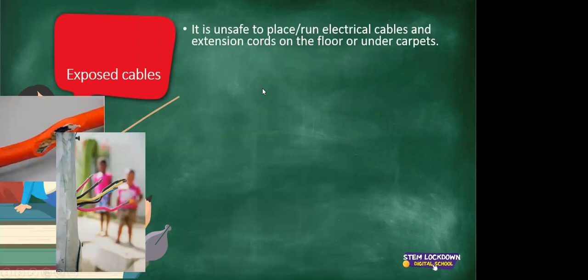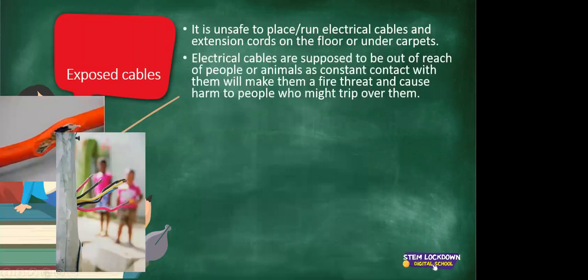Now with exposed cables, it is unsafe to place or run an electrical cable and extension cords on the floor or underneath the carpets. You can imagine having an extension cord underneath the carpet. That is very, very unsafe. Electrical cables are supposed to be out of reach of people or animals, as constant contact with them will make a fire threat and cause harm to people, and obviously to people who might trip over them.